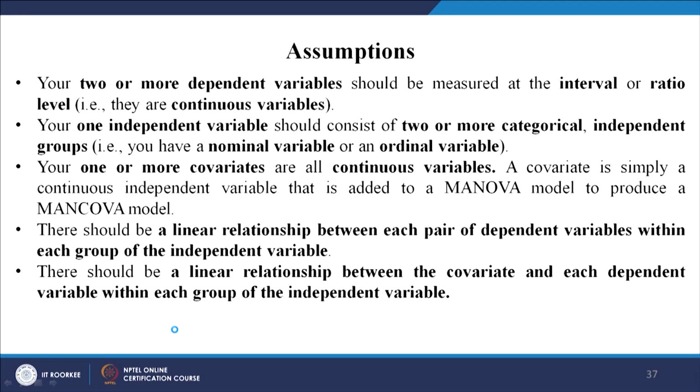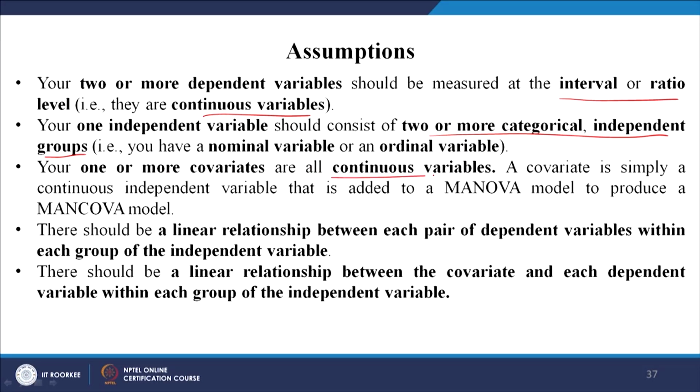Okay. So, assumptions are more or less the same as ANCOVA. You have 2 or more dependent variables that should be measured as continuous variables. One independent variable, if it is a one way MANCOVA, then it is only one independent variable, consisting of 2 or more categorical independent groups, right. You have 1 or more covariates, all continuous. So, what is a covariate? Again, a covariate is simply a continuous independent variable that is added to the MANOVA model. In the MANOVA there was no covariate, if you add a covariate it becomes a MANCOVA, right.